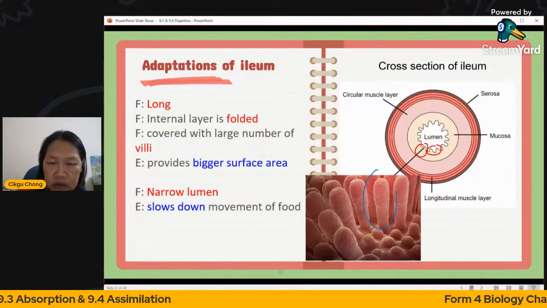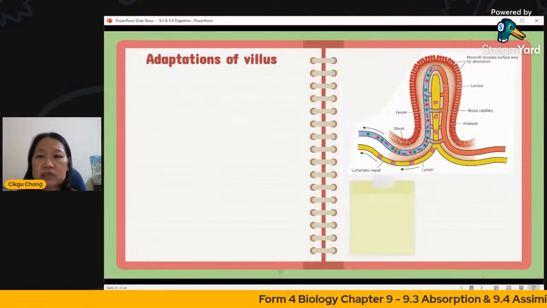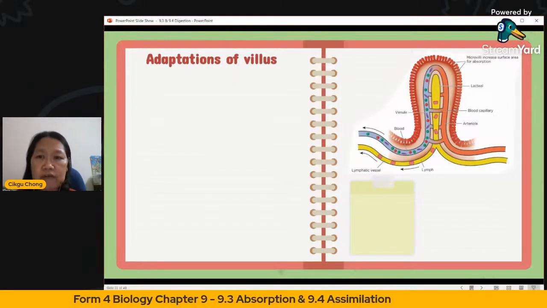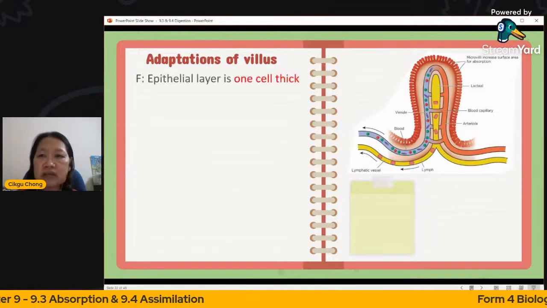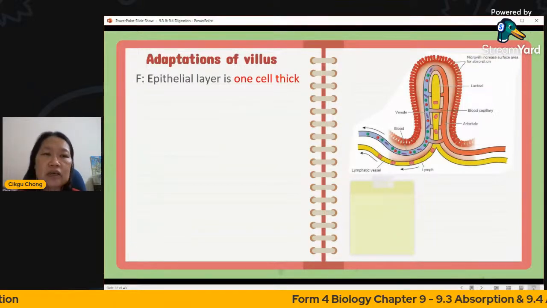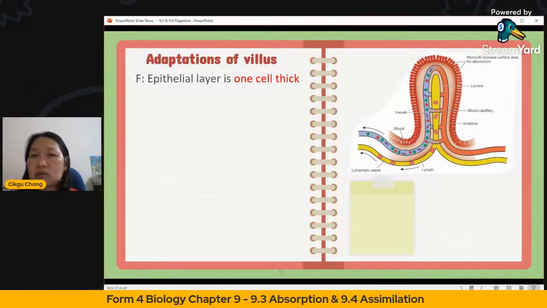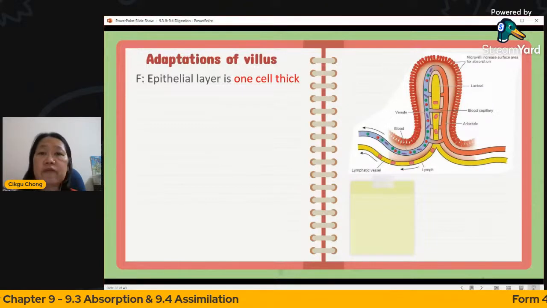All right. So if we were to magnify a villus, or look at the cross section of the villus, we will see that inside there are two networks of these tubes. Look at the outer structure first. The epithelial layer is one cell thick. If the question asks you for adaptations of the villus, what makes the villus so efficient at carrying out the job of absorption?